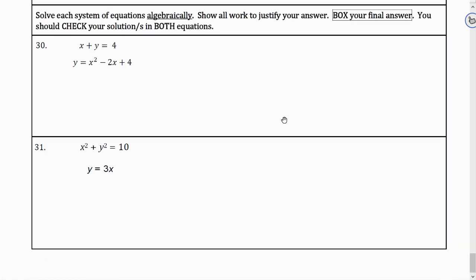Okay, number 30. Solve each system of equations algebraically. Show all work, justify your answer, box your final answer. You should check your solution or solutions in both equations.